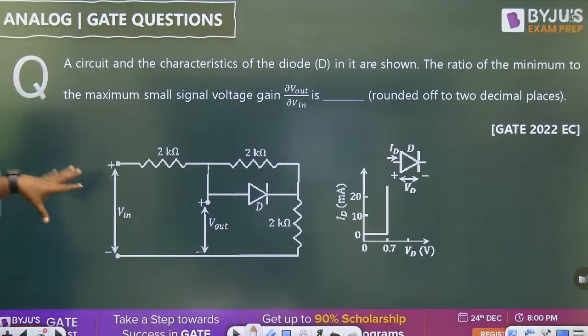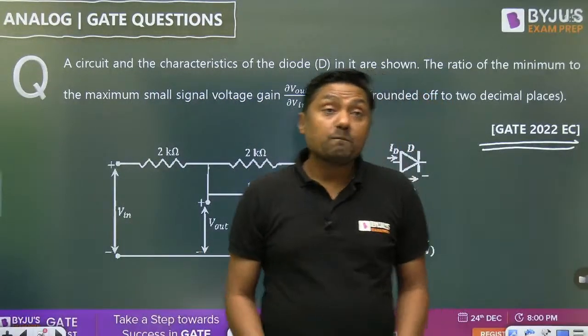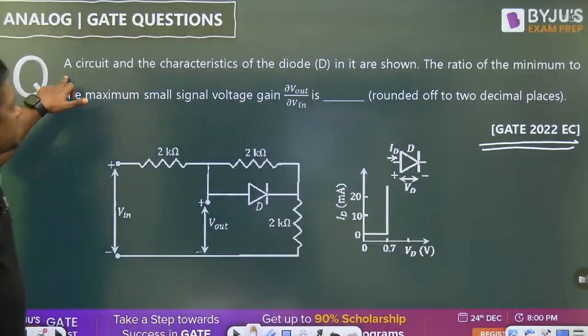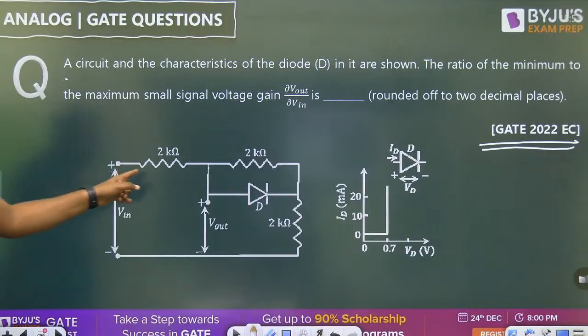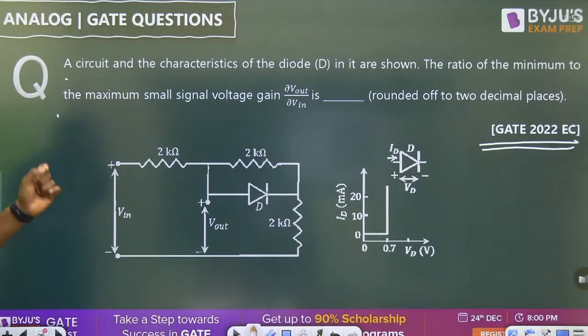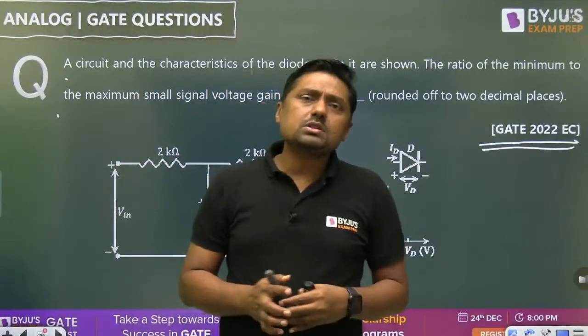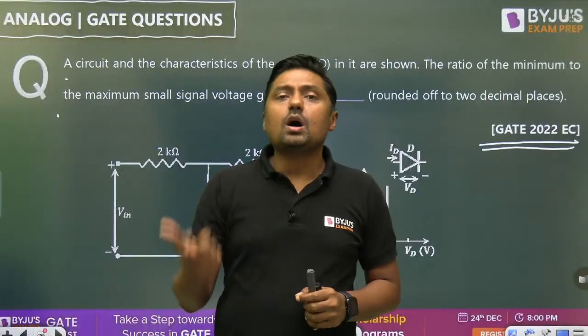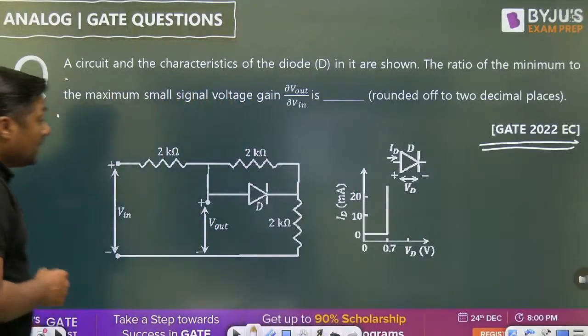Again, a question on diode. Now, a circuit and the characteristics of the diode are shown. This is the circuit, diode characteristics are shown. The ratio of the minimum to maximum small signal voltage gain, dV out by dV in. So, what is the definition of gain? Change in the output because of change in the input. That is called small signal voltage gain.